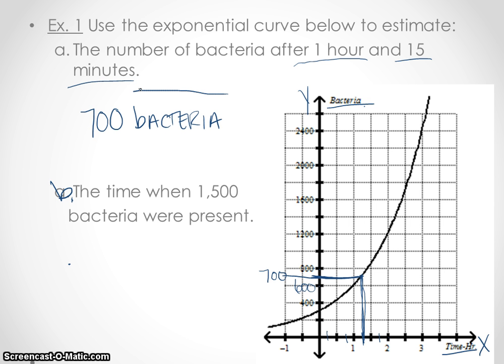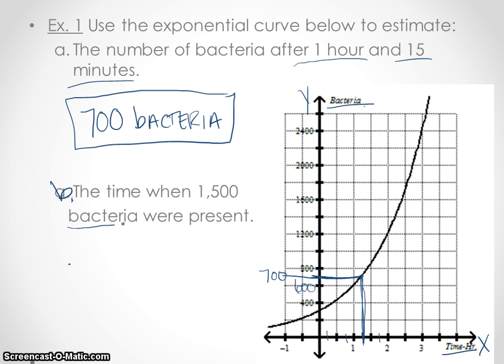You always want to be careful of your scales, because they're obviously not the same. This is scaled by 200s over here, and on the bottom we're scaled by 0.5, so those are two very different scales. Okay, letter B then: the time when 1,500 bacteria were present.